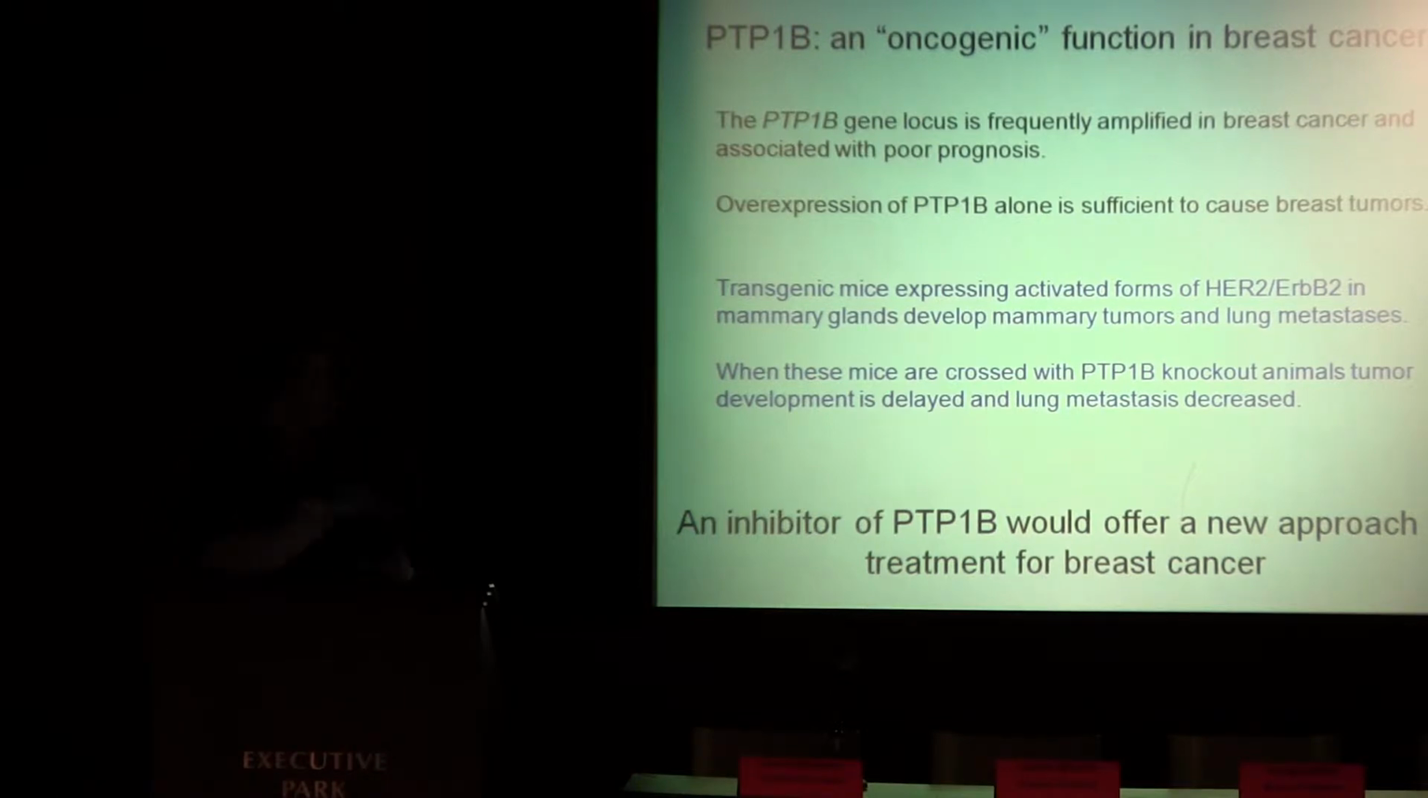PTP1B, in a different context, its gene is amplified in breast cancer. Overexpression alone is sufficient to cause the disease, and experiments in mouse models have shown that if you cross mouse models that mimic the human disease onto mice that have no PTP1B, you can ameliorate the effects. In other words, an inhibitor of PTP1B would also offer an approach to treatment of this HER2-positive breast cancer.